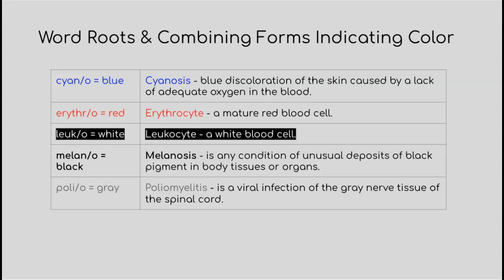Polio equals gray. Polio is the term that means gray, but it is also a disease. So poliomyelitis is a viral infection of the gray nerve tissue of the spinal cord. Myel means spinal cord and itis means inflammation. So this term is actually a little bit more involved than what we've done so far. Polio is going to be your word root, but there's another word root, which is myel, M-Y-E-L. And then itis is your suffix. So there are 3 word parts to create that term as a whole. So cyano means blue, erythro means red, leuco means white, melano means black, and polio means gray.